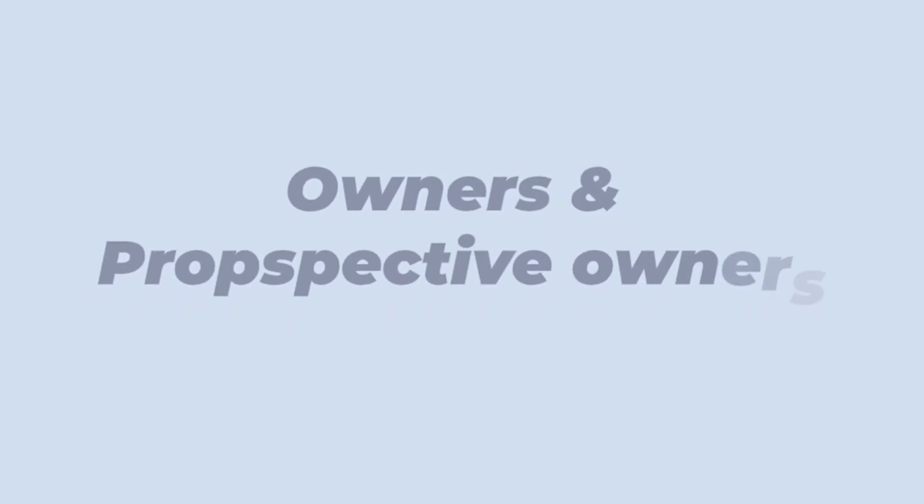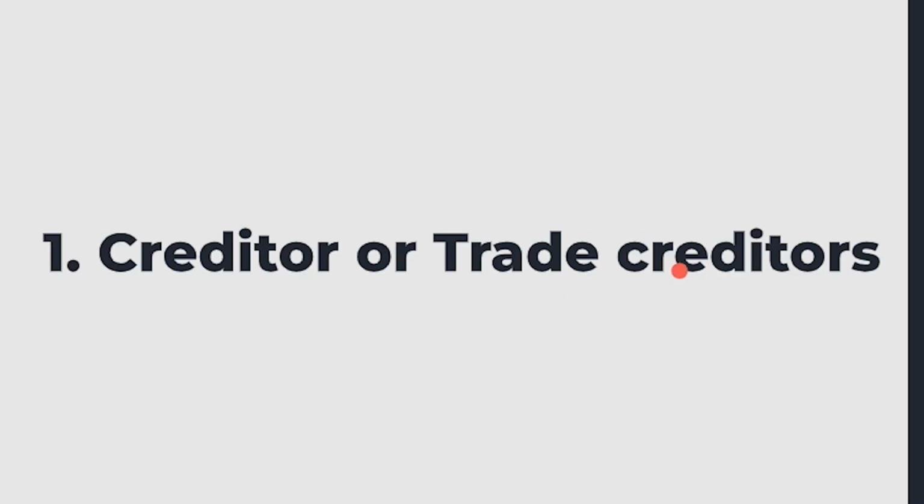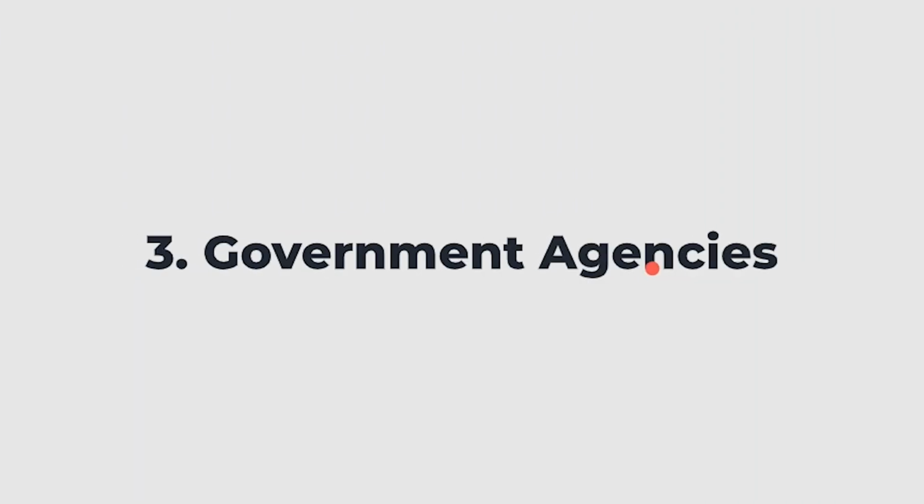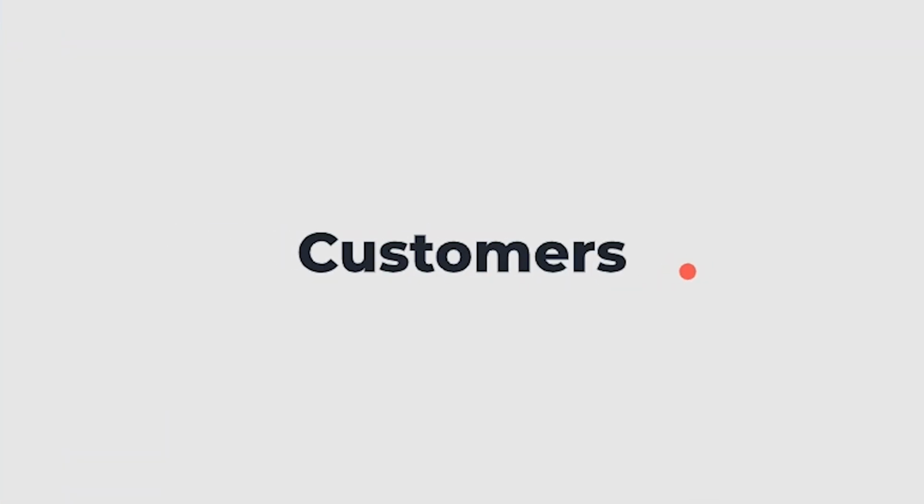We have owners and prospective owners, that is prospective shareholders of the organization. We have creditors or trade creditors or suppliers of the organization. Then we have financial institutions like the bank, who are loan creditors. Then we have government agencies, we have customers as well as the tax authority.